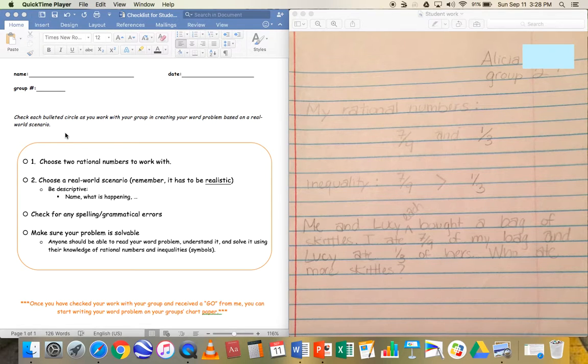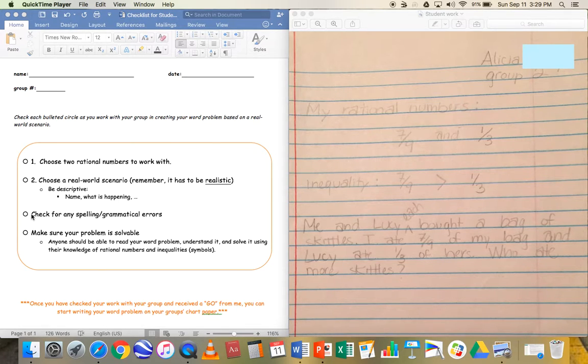So the first criteria would be to choose two rational numbers to work with, and then choose a real world scenario that has to be realistic, and they have to be descriptive, such as the names of people that they're choosing, and what is happening, the location, and so forth.